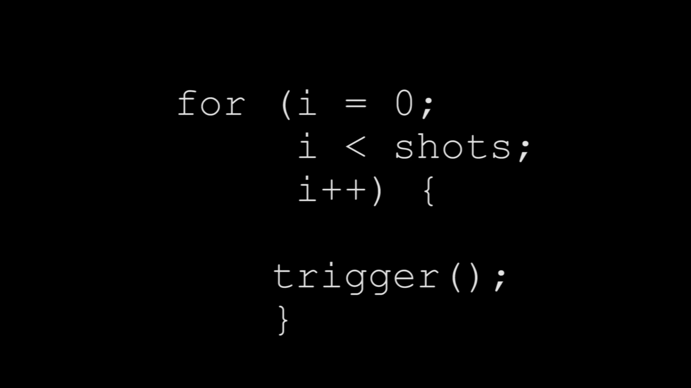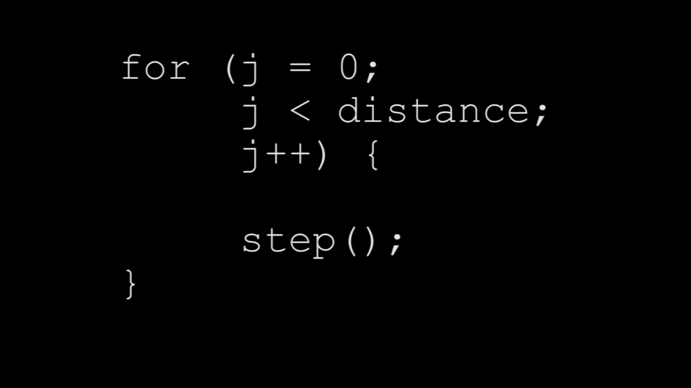There is another for loop inside this first for loop, just after the trigger function is called. This means that after the camera shutter fires, the second for loop is called. The second for loop increments the j variable and calls the step function. The step function moves the stepper motor forward by one of its tiniest steps.